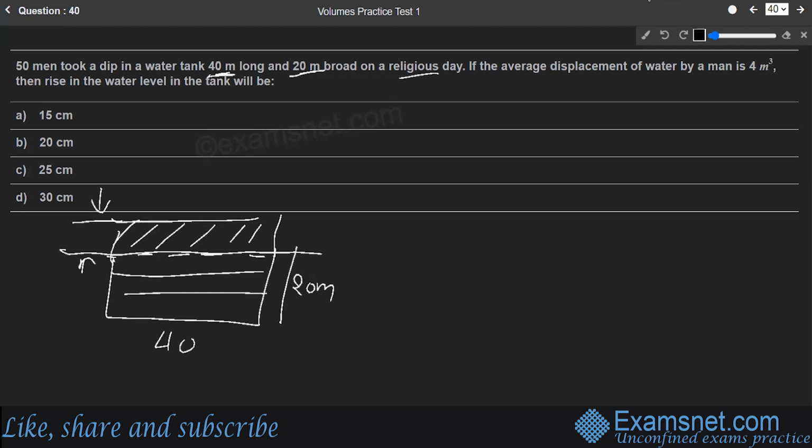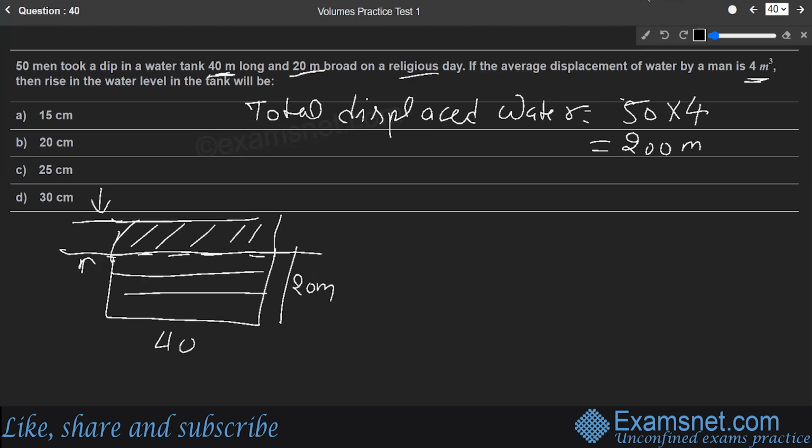He says the average displacement of water by a man is 4 meter cube. How much water does one man displace? The water displaced by one man is 4 meter cube. So how many men do we have? We have 50 men. So the total displaced water when they dip into it is clearly the number of men, 50, multiplied by the volume displaced by one man, 4. So it is going to be 200 meter cube.